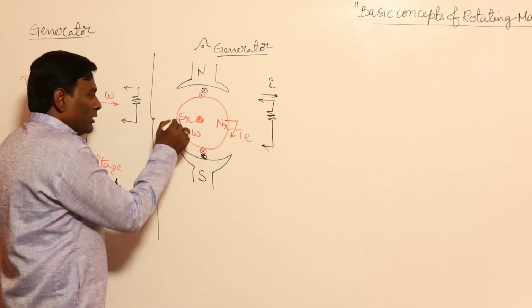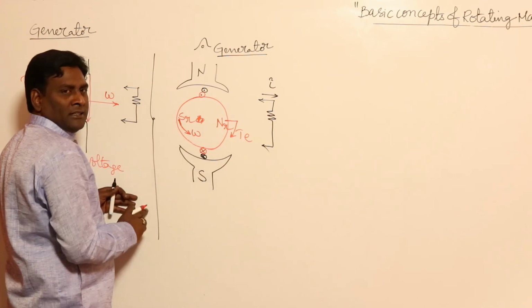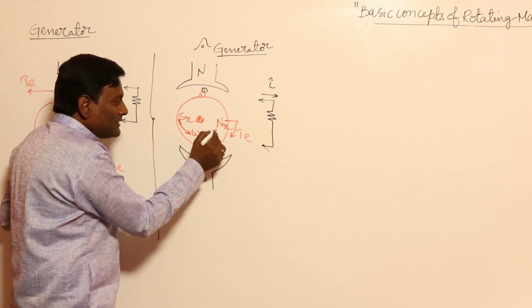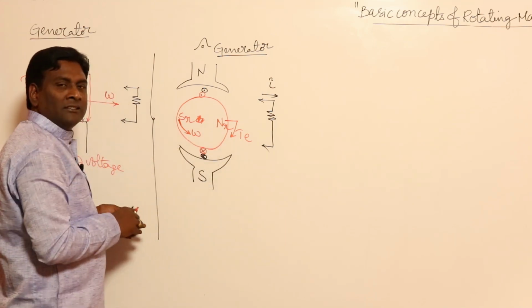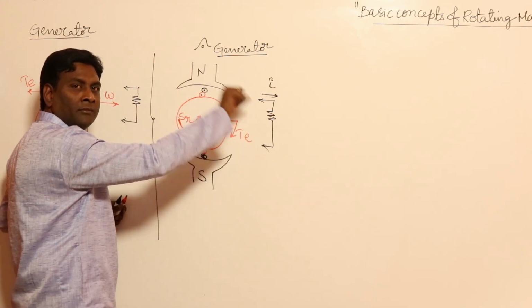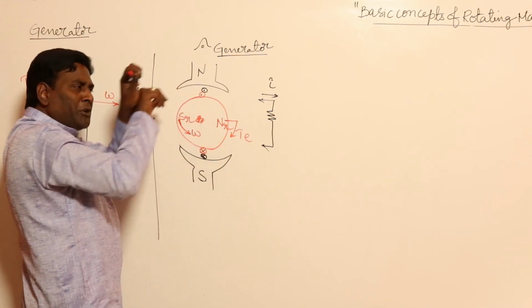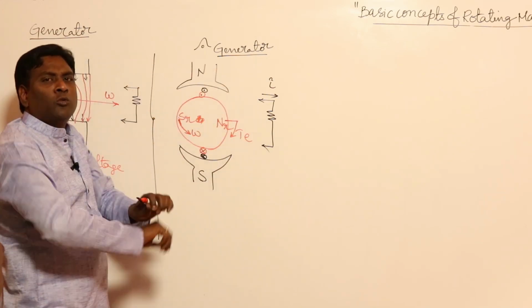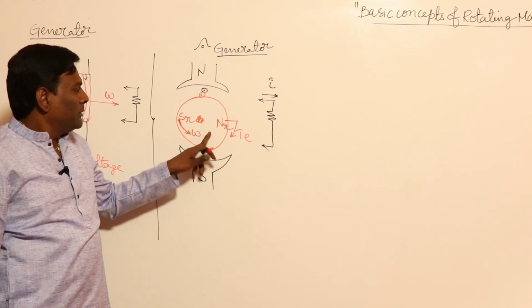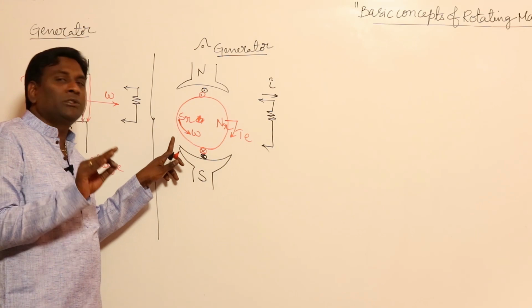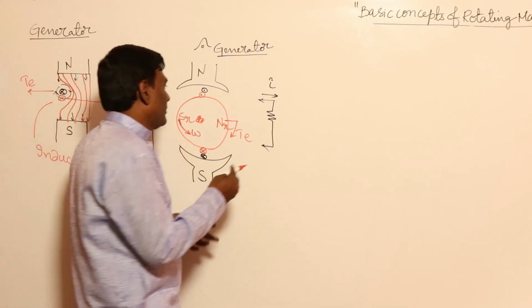So at starting you are trying to rotate the rotor in this direction, for which torque should be in the opposite direction. Back torque should be there, such that this and this will oppose. In the no load condition, it is happy. But the moment there is load, some opposition will come. Beyond opposition you have to rotate. So in a generator, the torque should always be against the direction of rotation.